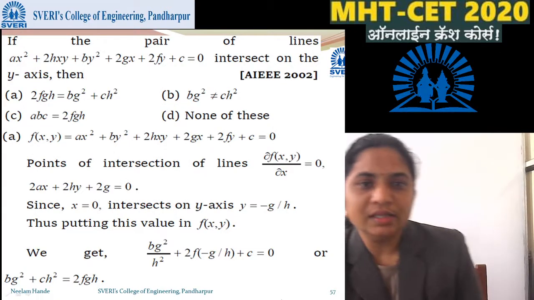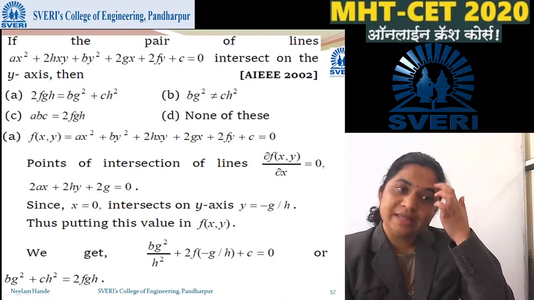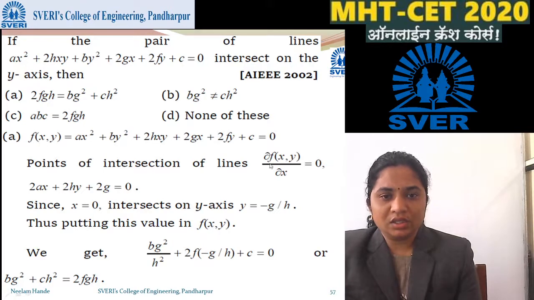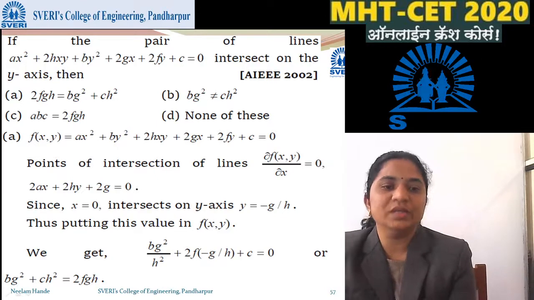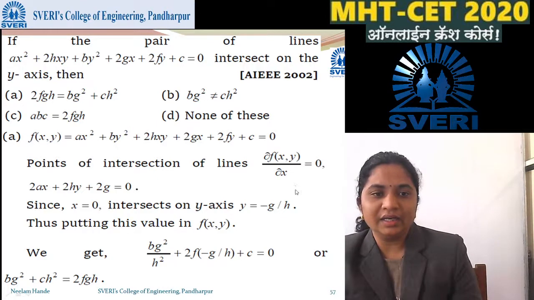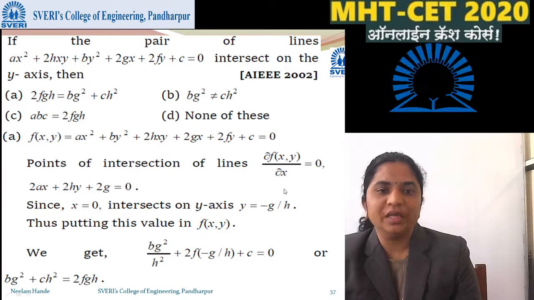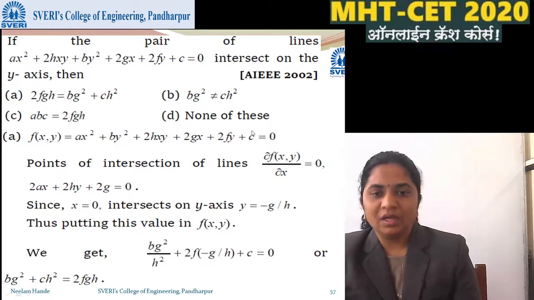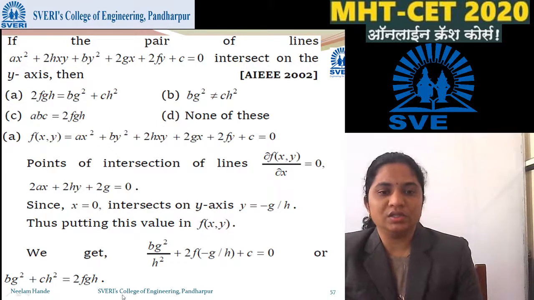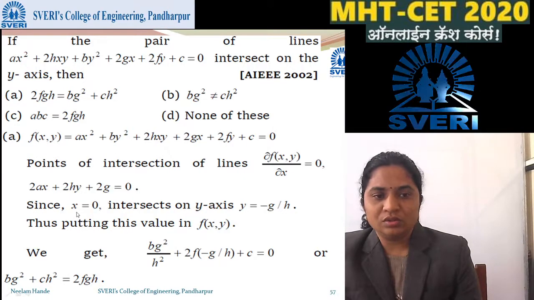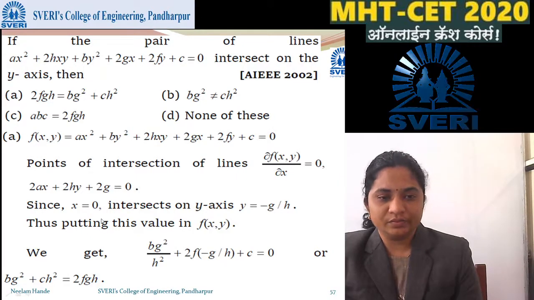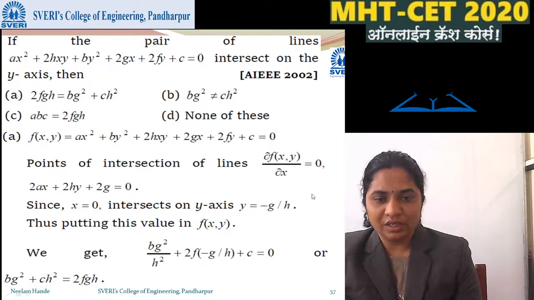Next, if the pair of lines intersect on the y-axis, this is the condition given, and this is the given equation. At the point of intersection of the lines, the slope is equal to 0, we know. So I have written the slope as the derivative, dou f by dou x. Take the derivative with respect to x of this term and equate it to 0. This is the point of intersection. Since it intersects on the y-axis where x is 0, putting x is 0 here, we get y is minus g by h.